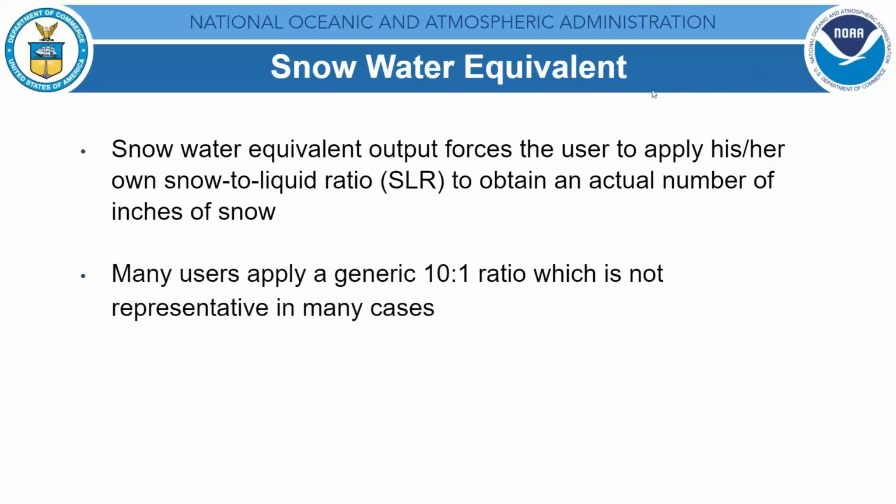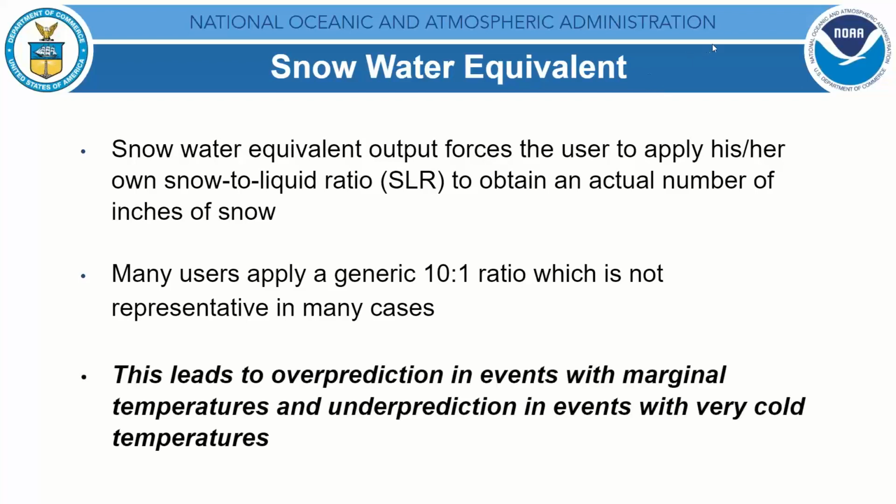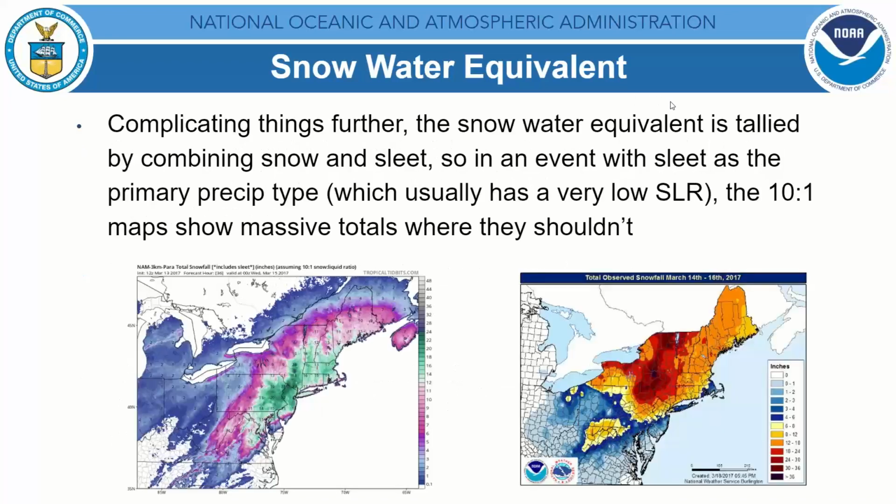And as it says here, many users apply just a generic 10-to-1 ratio, and that's not representative in many cases. So this will lead to an overprediction in events where you have marginal temperatures, think 33, 34 degrees, and an underprediction in events with very cold temperatures. Think of some of our blizzard at the end of January, we had snow water equivalents of 15 to 20-to-1. So a lot of the model snow maps were well underdone. So that's an important thing to remember.